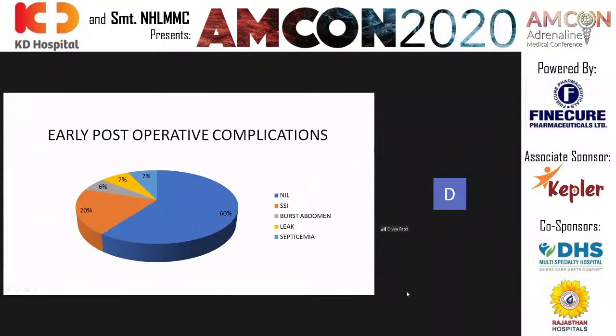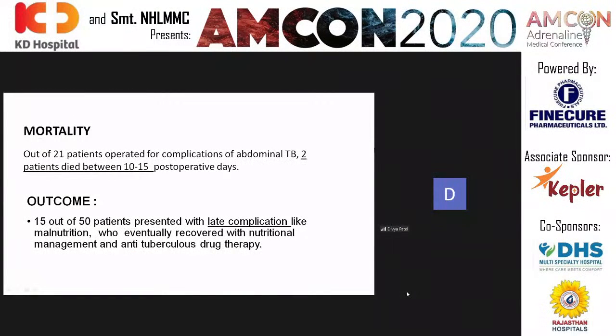This is a pie chart showing early post-operative complications, which shows 60% of patients showed no complication, 20% had surgical site infection, 6% burst abdomen, 7% leak, and 7% septicemia. Of the 21 patients operated for complications of abdominal TB, 2 patients died between 10 to 15 post-operative days, and 15 out of 50 patients presented with late complications like malnutrition, who eventually recovered with nutritional management and anti-tuberculous drug therapy.